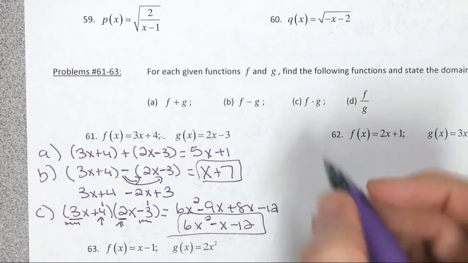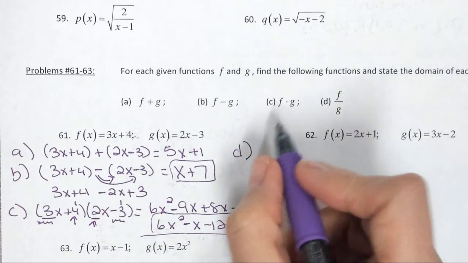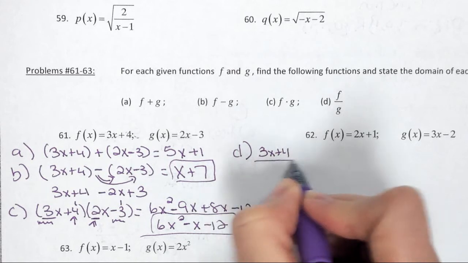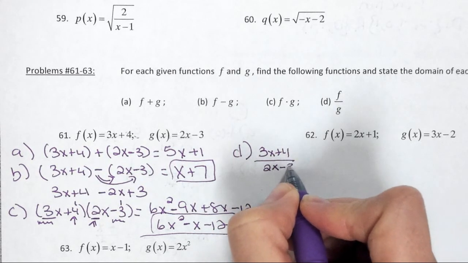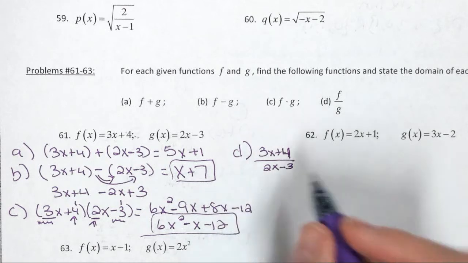Okay? And the last thing we had to do is letter D. And letter D says I'm going to divide my two functions. It wants the f on top. So 3x plus 4 over 2x minus 3. Okay. There's nothing we can do with this problem. There's nothing to factor out. There's nothing to simplify. So this is actually your answer.